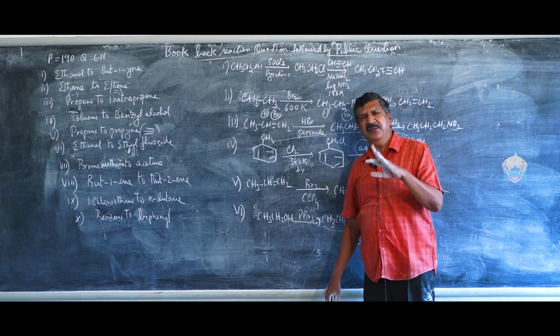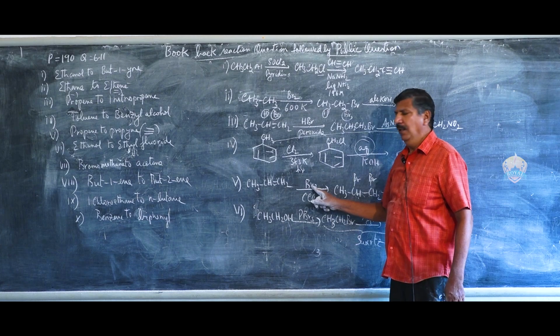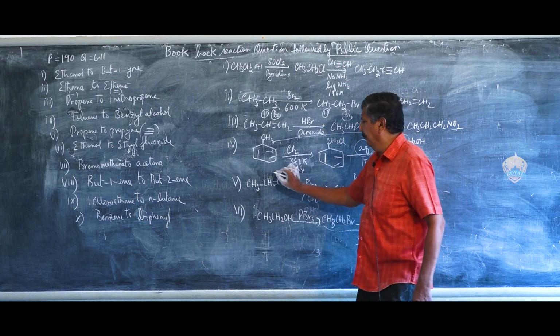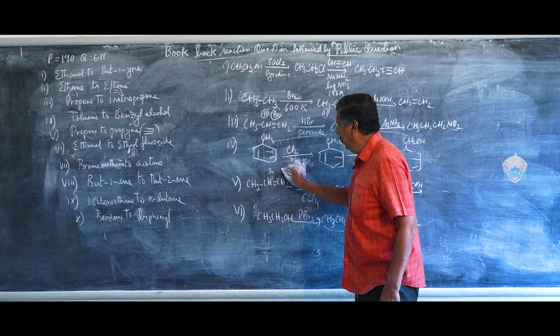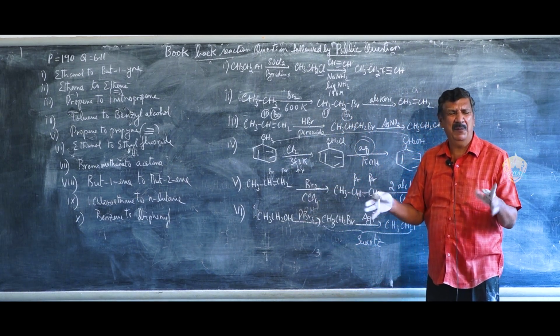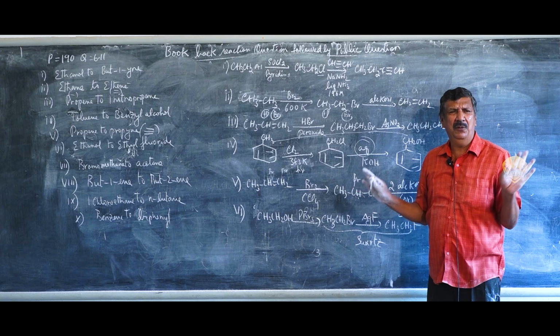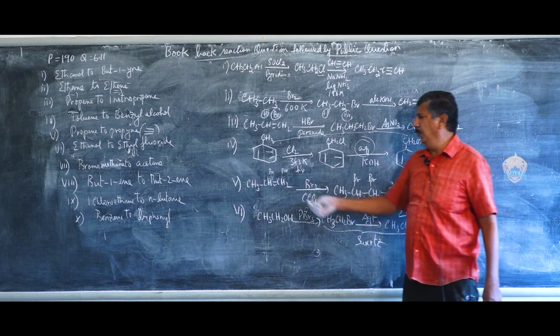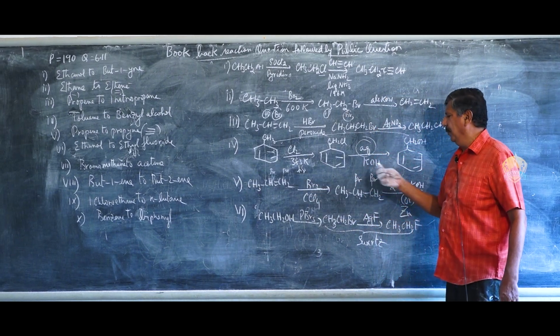So what I am doing is treating with bromine. One bromo is added here, and one bromo is added here. Because both carbons are symmetrical, there is no Markovnikov rule. So we add Br2 like this.